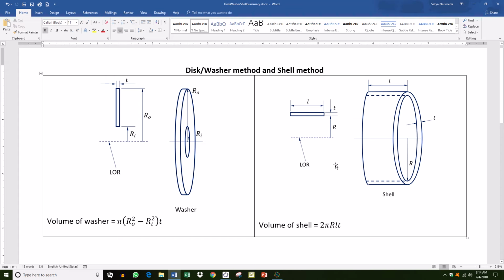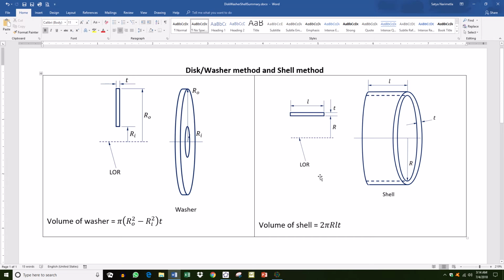In a similar way, if we have a rectangle that is oriented this way, and that is spun about this line of revolution, then that would produce a shell, and the volume of the shell is given by 2 pi r L T. We have to be crystal clear about what in the world we mean by R, L, and T. Keep that in mind, please.